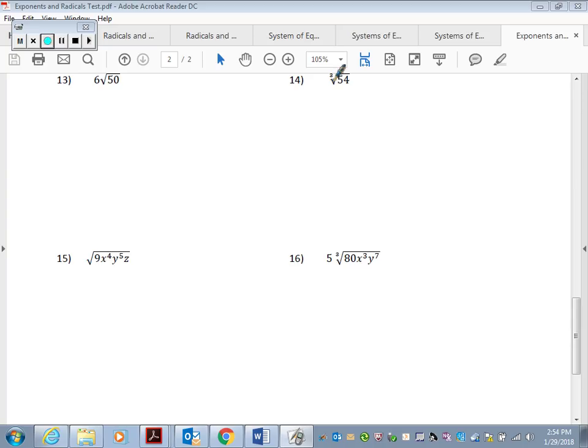This one, because of that 3 right there, I'm looking for triples. So when I break down 54, I'm going to go 9 times 6. No triples, so I continue. 9 breaks down into 3 times 3. 6 breaks down into 2 times 3. I have triple 3s. One of them moves to the outside, the other 2 go away, and you're only left with 2.